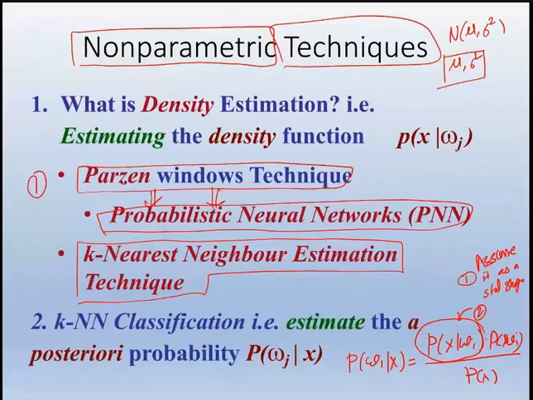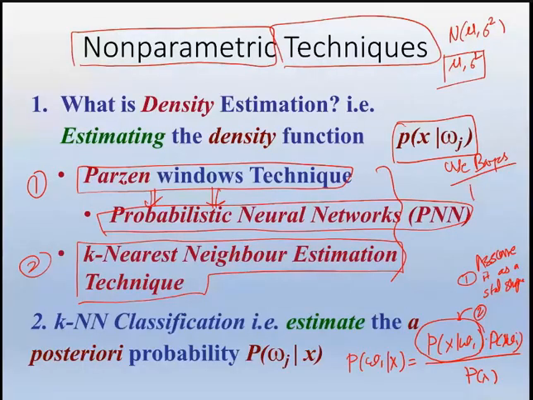We are going to see these two methods. First one is Parzen method and the second one is k nearest neighbor estimation. So these two methods estimate probability of x given omega j. Once you know this, use Bayes to find out probability of omega j given x. So this becomes the usual problem, but first of all we need to estimate this thing.